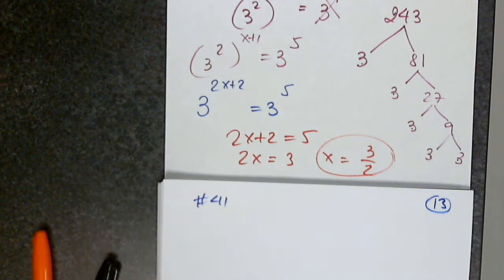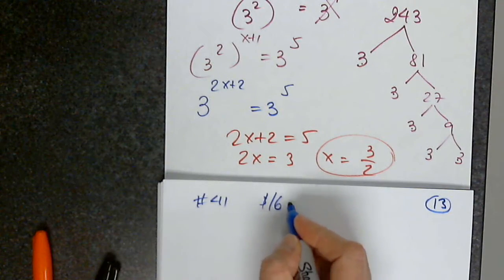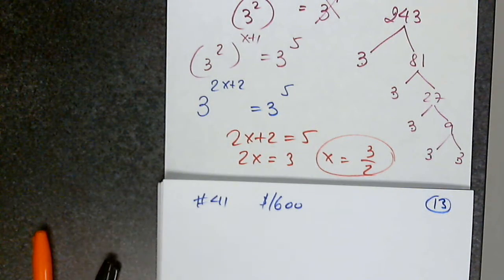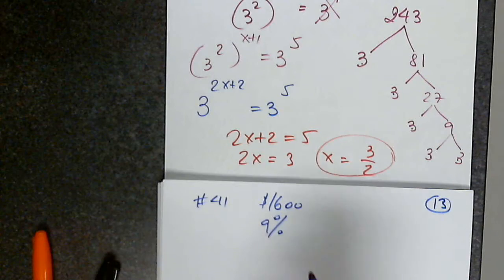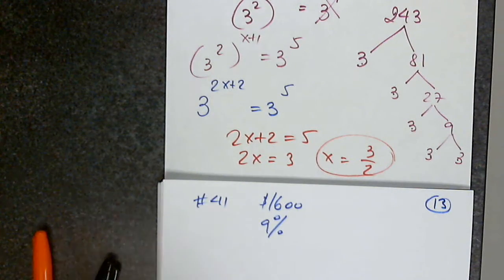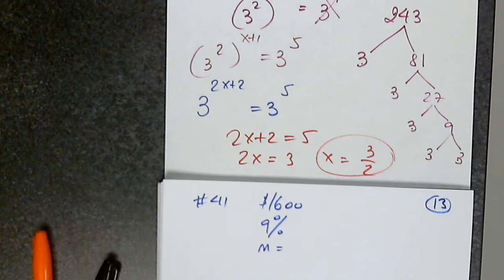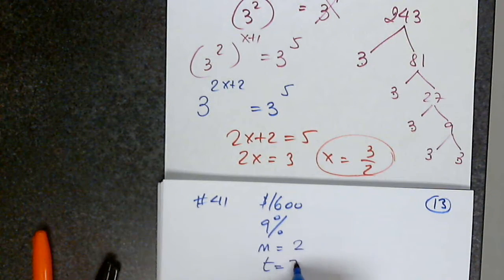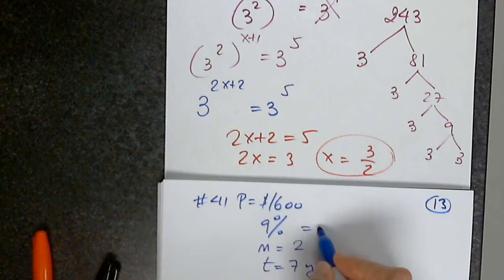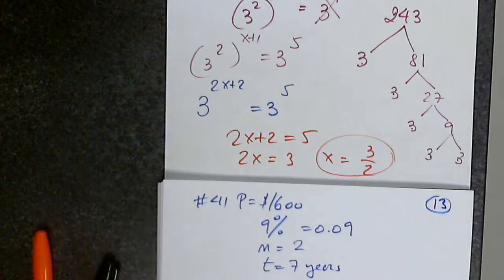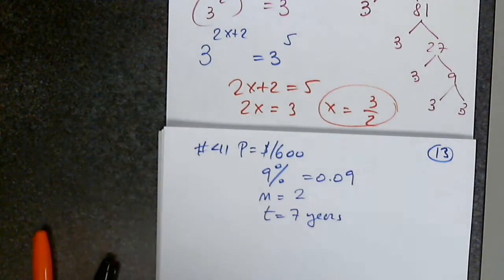Number 41. Find the amount accrued if $1,600 is invested at 9% interest compounded semi-annually. What does n mean? Semi-annually, so 2. And for 7 years. So this is the principal, and this is 0.09. How do I determine this?